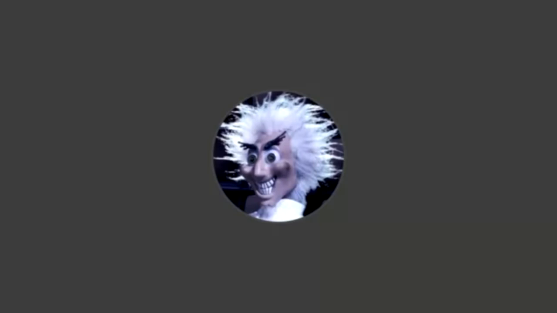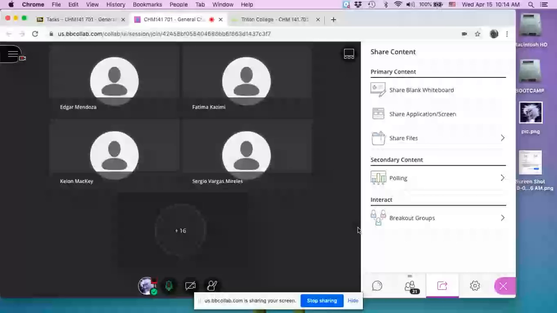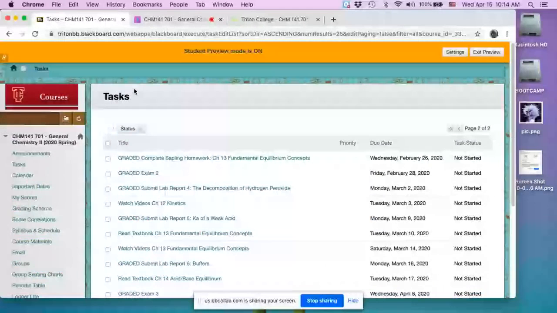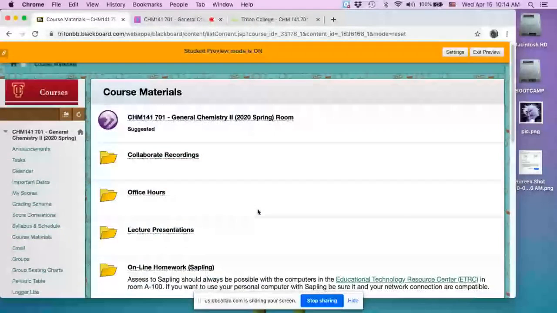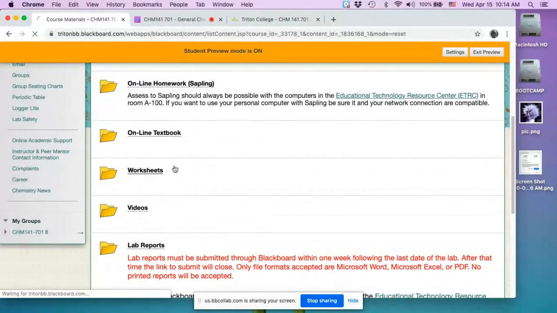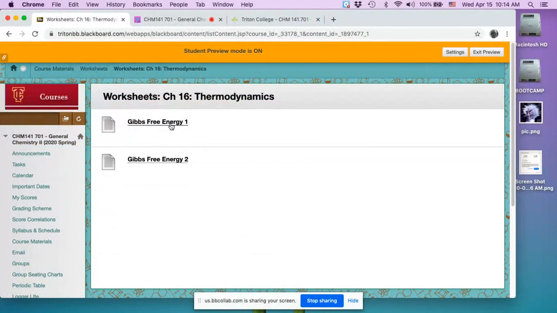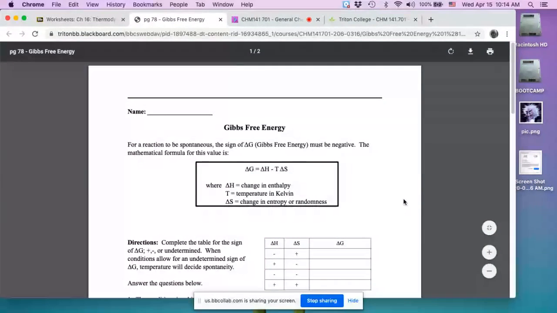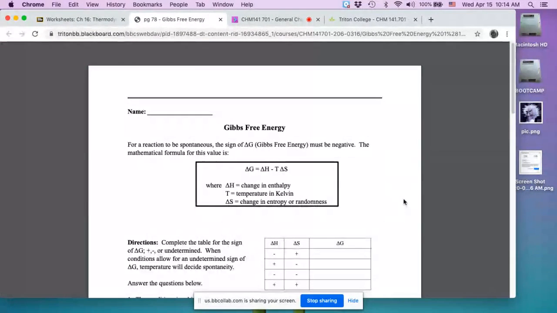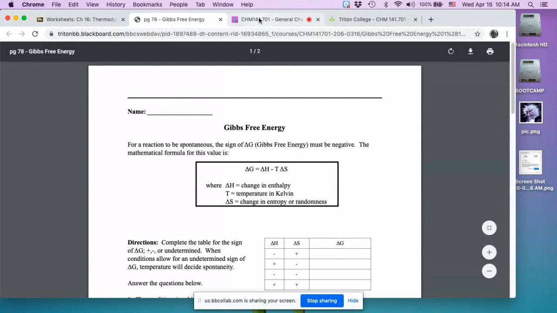I'm going to share my desktop and show you where that is. Okay. So if you click on course materials, scroll down some, you find worksheets, and you go to the one for thermodynamics. Then you go to Gibbs free energy 1. That's the first worksheet. You can see this is the same one I was showing you. So when you get into your groups, you'll be able to get to that. And then I want you guys to fill this in, discuss amongst yourselves the answers, and then I'll come back and poll you guys to see how that came out.